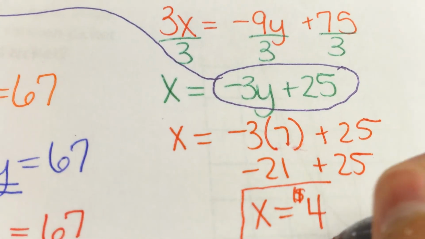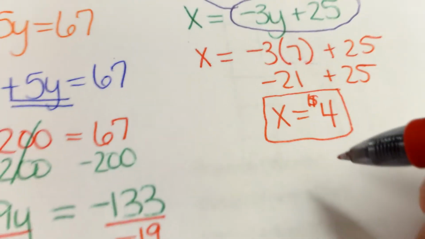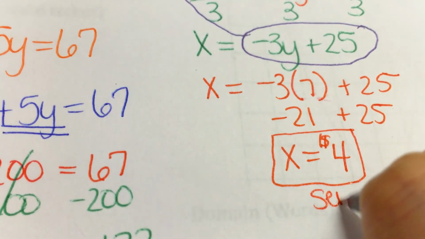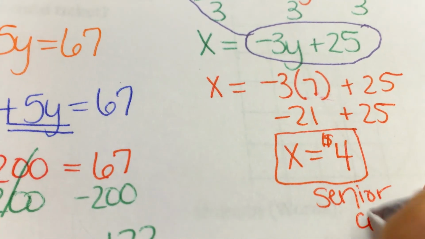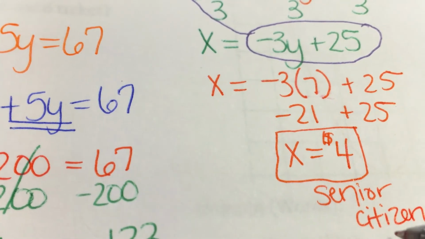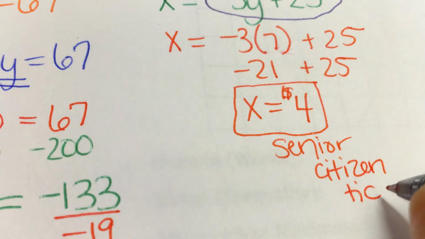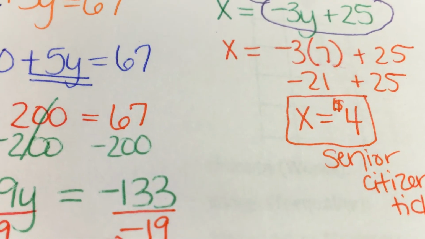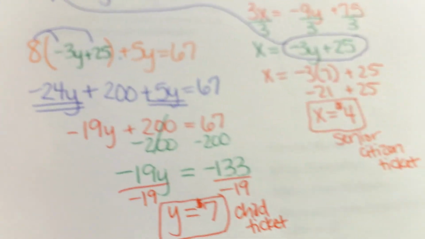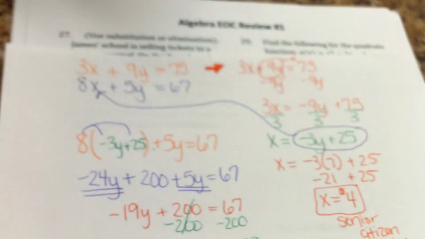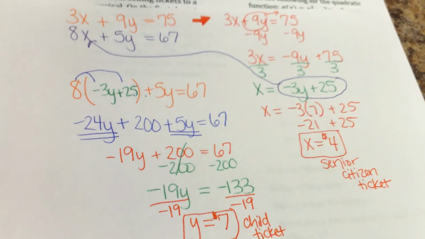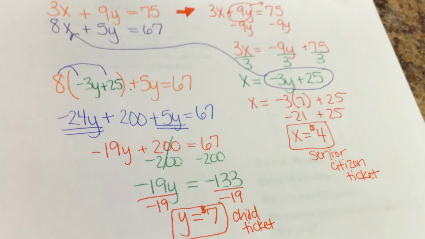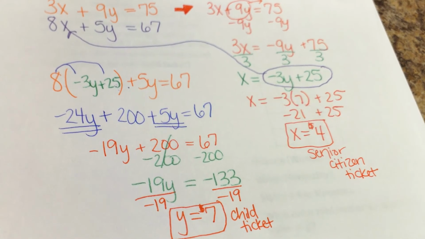So what does the X stand for? Well, the Y stood for the child ticket. The X stands for the senior citizen ticket. So that means every senior citizen ticket costs $4. And there you go. Let me zoom out so that you can see all the steps. This is called substitution because we substituted x into the other equation.